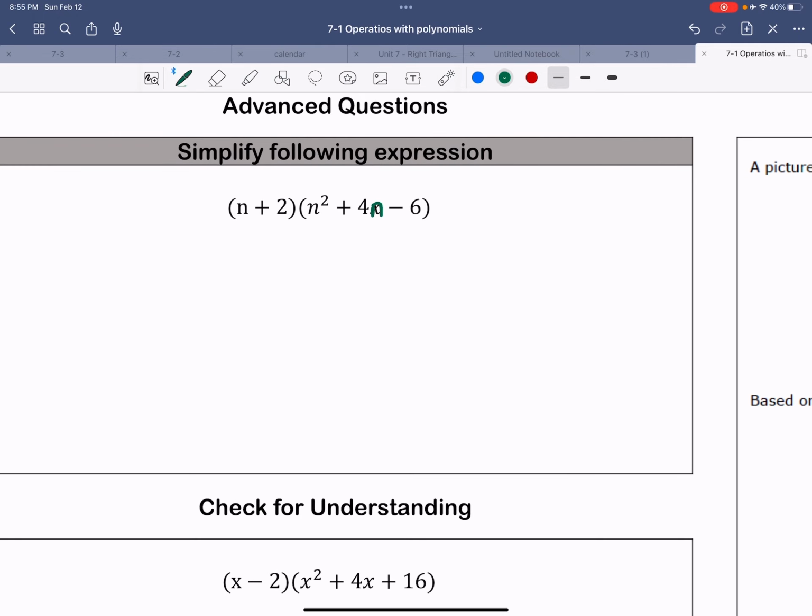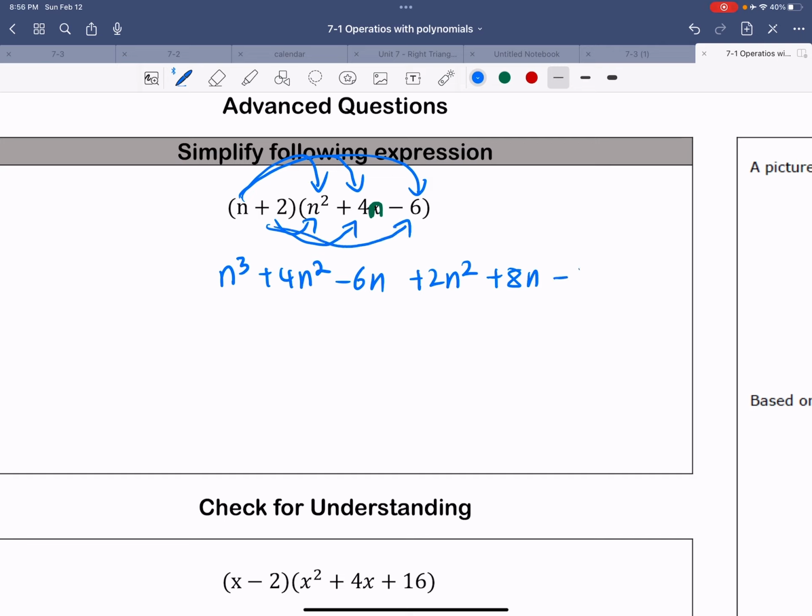Just change this x into n, and if you do this, n times n squared, so it's like FOIL, n to the third power, n times 4n is plus 4n squared, n times negative 6 is negative 6n. Very easy, right? So with this one, you distribute this one to the first 3 of them, and now you gotta deal with positive 2. What do you do? 2 times n squared is plus 2n squared, 2 times 4n is plus 8n, 2 times negative 6 is negative 12.